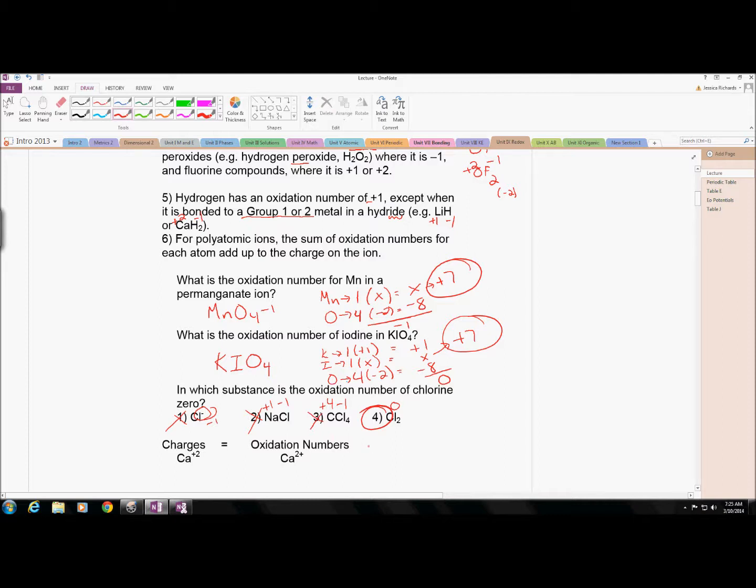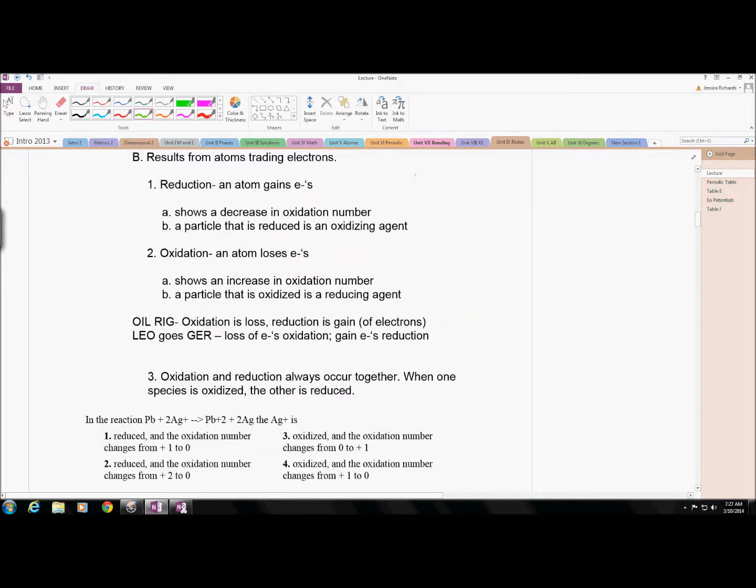Charge and oxidation number are technically different, but in the way that we're going to use them, kind of interchangeable. We're going to apply our skills at deciding what the oxidation number is to equations to explain what redox is. So redox, when we talk about this unit, is reduction oxidation. In reduction, what we are looking at is the oxidation number. The oxidation number is what is going to be reduced or oxidized. So reduction means to go down. We're going to show a decrease in the oxidation number.